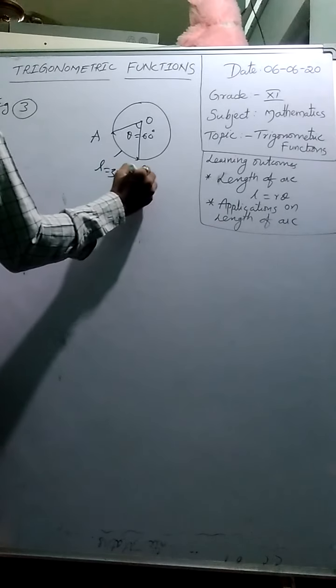So one problem is given. Example 3: find the radius of a circle with a given central angle. Let us take OAB. The central angle is given as 60 degrees, and it intercepts an arc. The length of the arc is given as 37.4 centimeters. We need to find the radius, students.